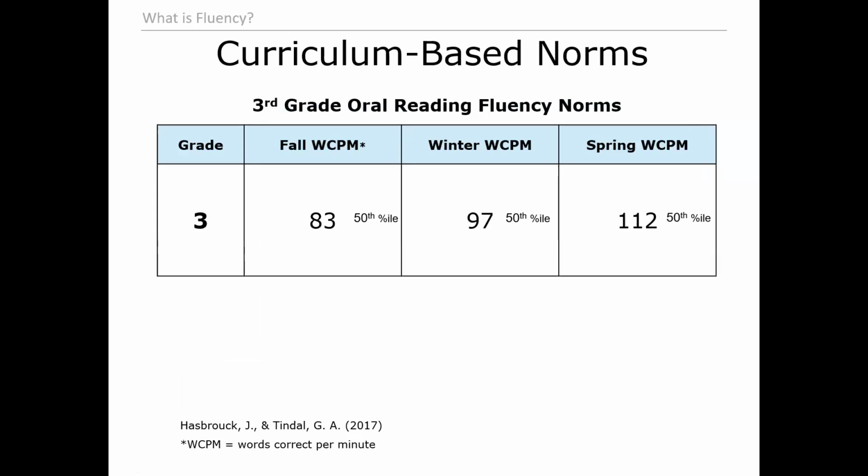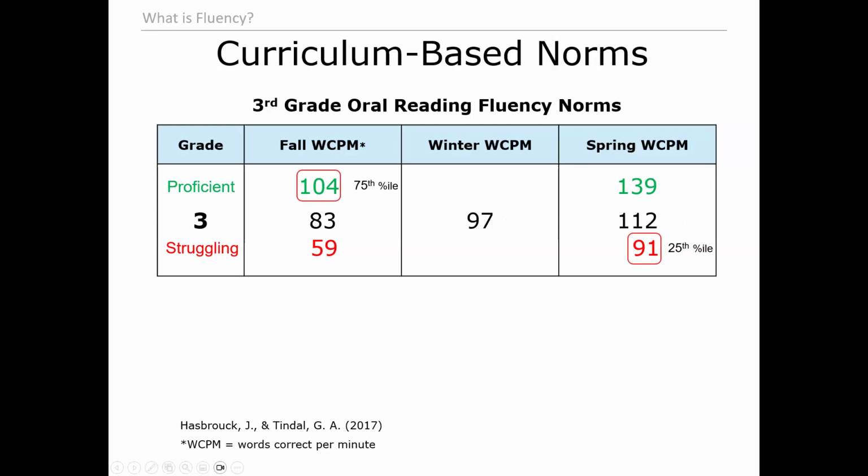The challenging news is that where our proficient readers are at the 75th percentile in the fall and the spring, we've got 104, 139 here. And then we see our struggling readers at the 25th percentile and even lower, and they're not anywhere close to where the proficient readers were in the fall. So we have this huge achievement gap, which means our struggling readers need to make more than a year's progress within an academic year. So they actually need to read more and have accelerated progress.